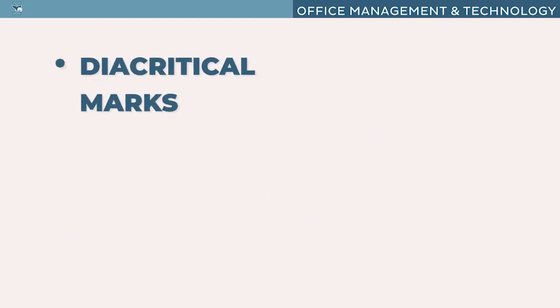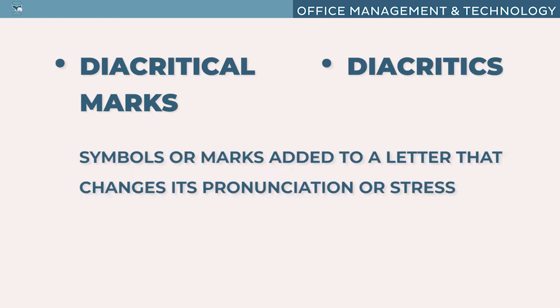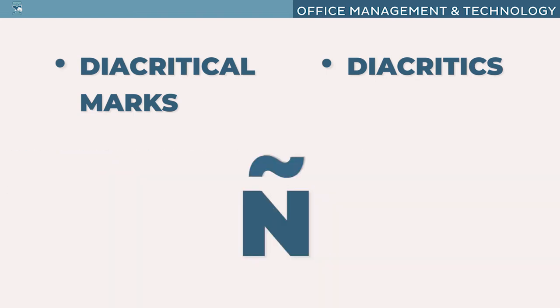Diacritical marks. They're also called diacritics. It has to do with pronunciation, and they're used in many languages. So if you see an N with a tilde on it, an N with a little swoopy thing on it, that also exists in Spanish, that same letter. It has the same effect and the same sound in Spanish. That mark is sort of an international symbol that tells us this is what I want you to do. So it has to do with pronunciation or a stress.